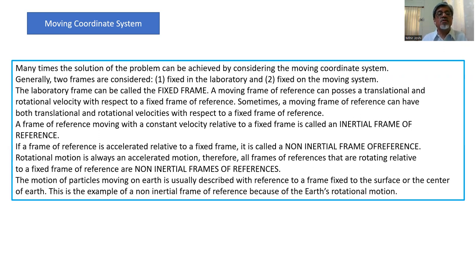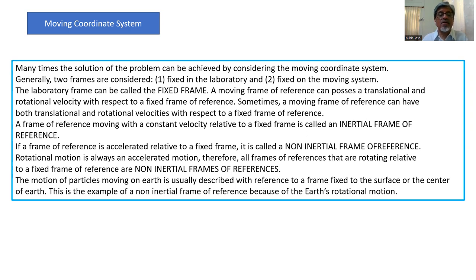A frame of reference moving with constant velocity relative to the fixed frame is called an inertial frame of reference. If the frame of reference is accelerated relative to the fixed frame, it is called a non-inertial frame of reference. So rotational motion is always an accelerated motion. Therefore, all frames of reference that are rotating relative to the fixed frame of reference are non-inertial frames of reference.